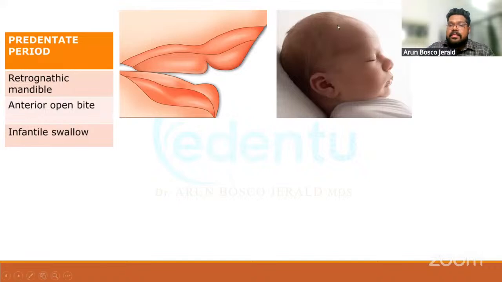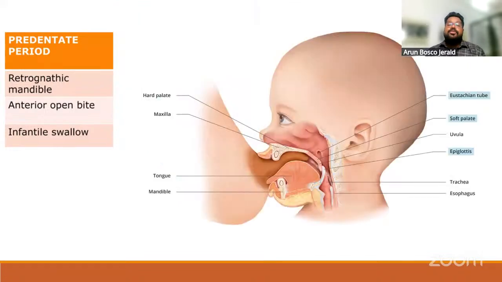Now, see this. This is an image of an infant in which you can see that the forehead and the maxilla are taking up growth, but see the mandible, it is retrognathic. But by the further development of the mandible, it will take up growth and it will become orthognathic. And the third one is infantile swallow. Actually, this infantile swallowing is a very helpful mechanism which is helping the child to feed. See that the tongue is protruded between the upper and lower gum pads, and the nipple is kept in between the tongue and the upper gum pads.